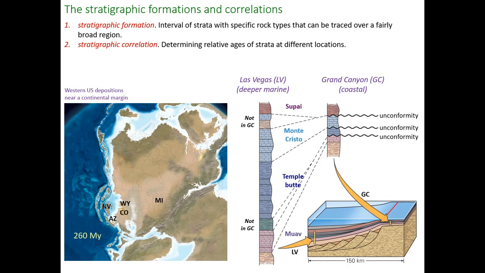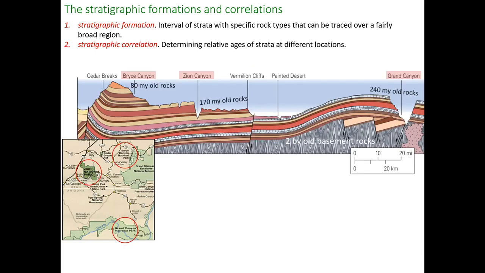So again, you can correlate these different groups: the Supai, the Monte Cristo, the Temple Butte, the Mojave. You can correlate these different formations in Las Vegas with different ones in the Grand Canyon, for example. It's this whole art of recognizing rock formations across really broad regions, in different continents, different countries, different cities, and so on. That's called stratigraphic correlation: determining relative ages of strata at different locations, and we've talked about this already.